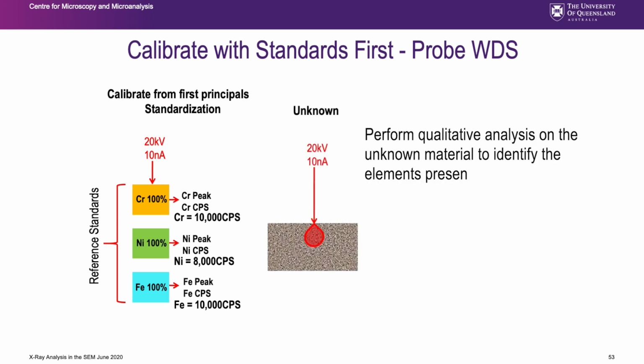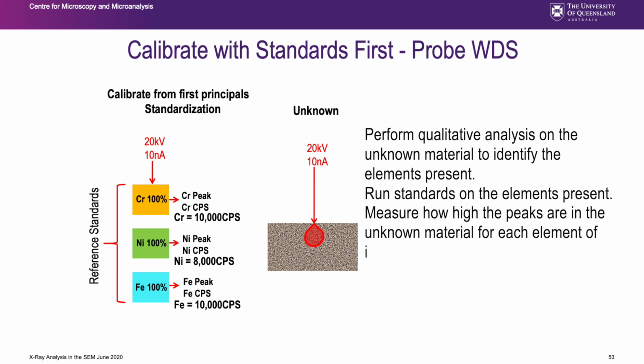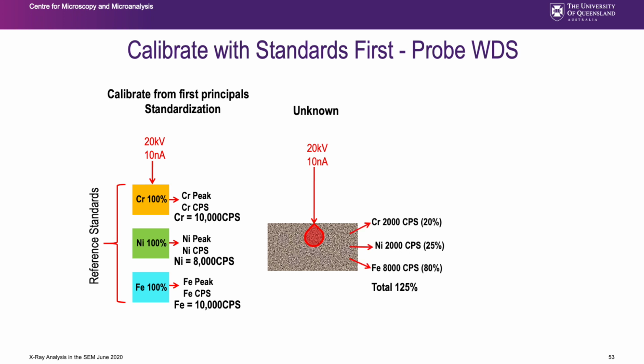First, I've done qualitative analysis on this just to identify the elements present, and that's the standards I run. And then I go back to the elements of interest and I measure how high the peak is in my unknown material. And I'll give you some example here. 100% chrome, this is just made up numbers. It's just to show you the workflow rather than some real work. Maybe pure chromium has 10,000 counts per second. On my unknown material, I get 2,000 counts per second. So straight up, that says I got roughly 20% chromium.